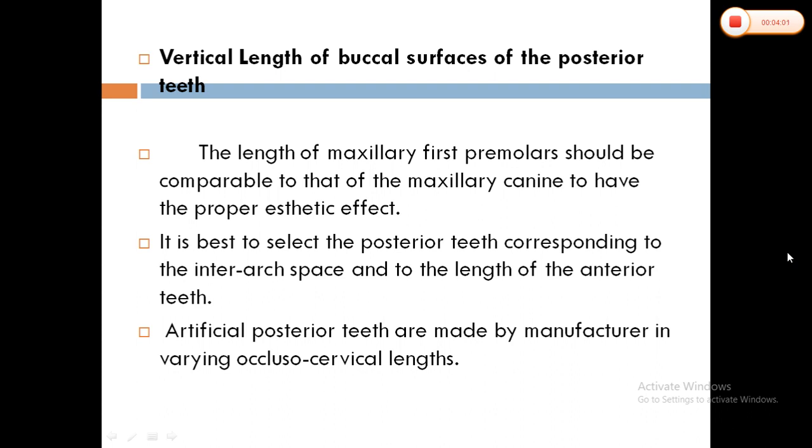Vertical length of buccal surfaces of posterior teeth. The length of maxillary first premolars should be comparable to that of maxillary canine to have the proper aesthetic effect. It is best to select the posterior teeth corresponding to the intraarch space and to the length of anterior teeth. Artificial posterior teeth are made by manufacturers in varying occlusocervical lengths.